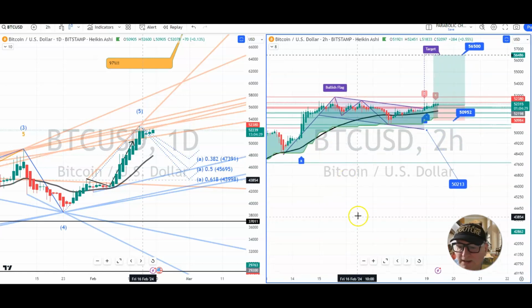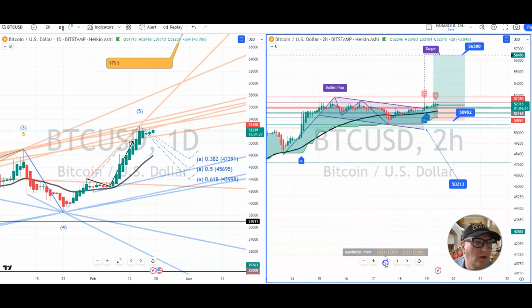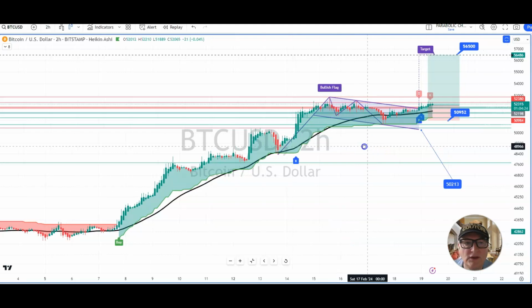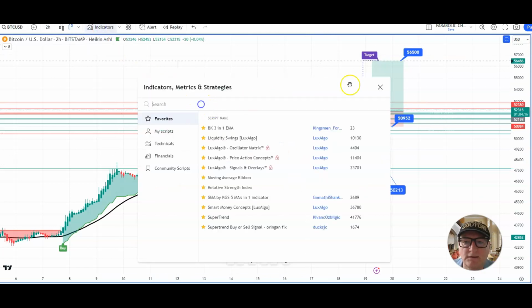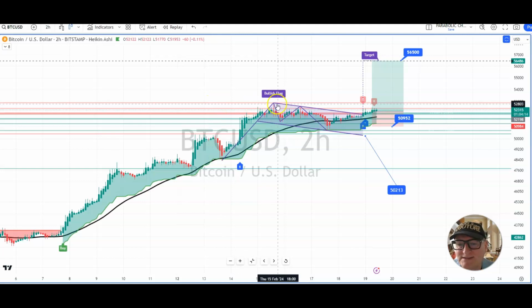Now, one thing you can add, if you are premium on TradingView, you can add chart patterns onto your chart. And all you do is go into indicators and just type in chart patterns and click all chart patterns.